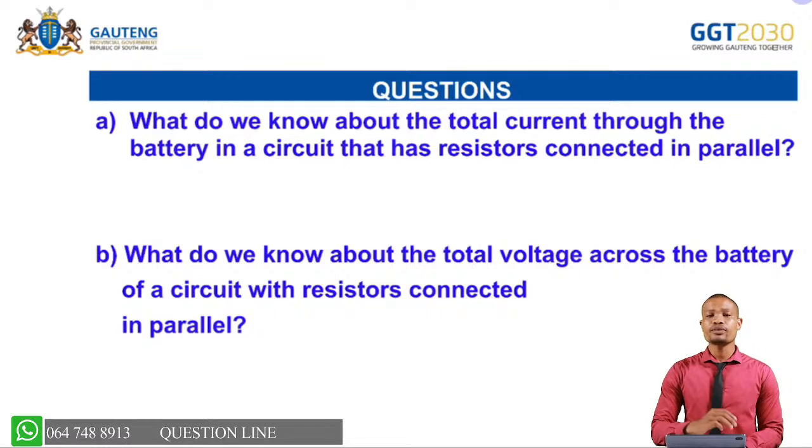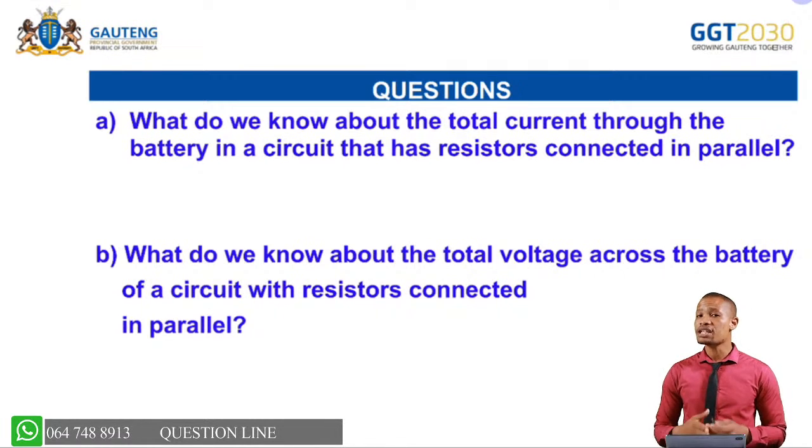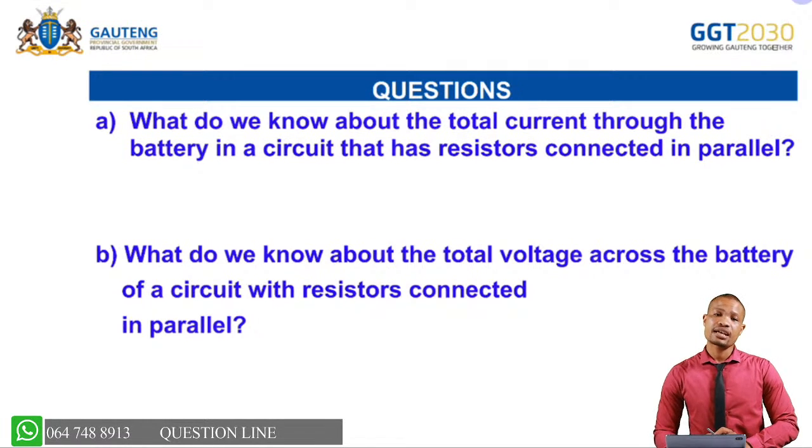So first question, what do we know about the total current through the battery in a circuit that has resistors connected in parallel? The second question, what do we know about the voltage across the battery of a circuit that has resistors connected in parallel? You have 2 minutes to work through these questions and your time begins now. When you're done, we are going to discuss the answers together.